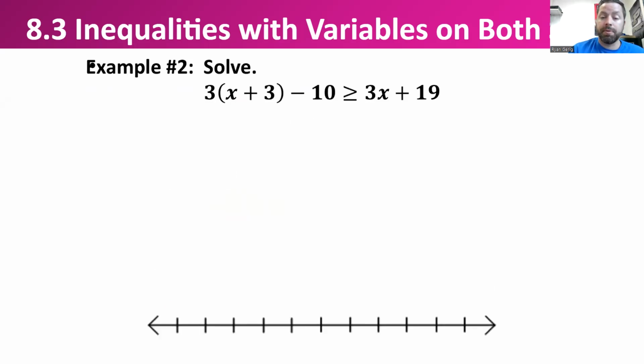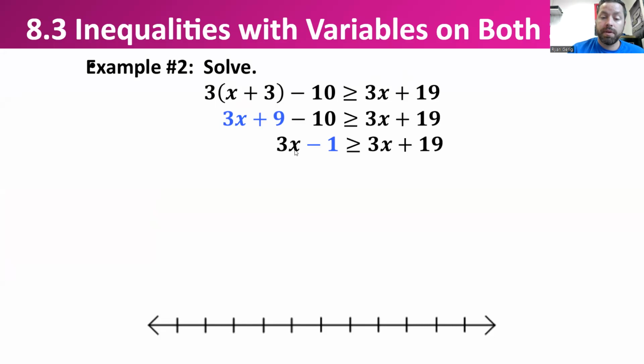Example 2 and example 3 are some special cases that happen. So let's look at what happens. 3x plus 3, distributive property says 3x plus 9 minus 10. Nothing changes beyond that. Positive 9 and negative 10 make negative 1. And then subtract my 3x's from both sides. What happens? Well, they both cancel, don't they? And I'm left with negative 1 and 19 on the right.